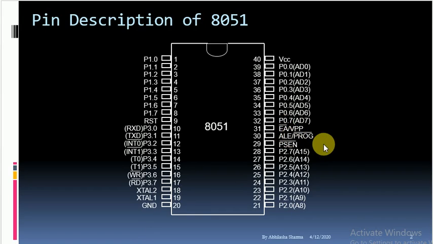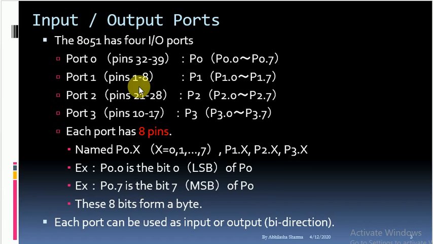In this lecture we will see the function of each pin one by one and the importance of a particular pin function. First we will move towards the input output ports. As I have already told you, 8051 has 4 IO ports. IO port is just an input output port, or we can say these are general purpose ports.